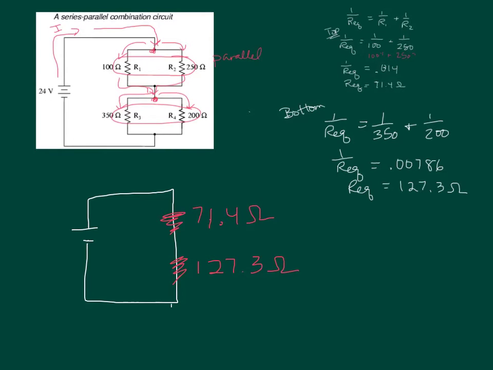Okay, so now if I'm the current, I have to go through both of those guys. I don't have a choice. So how are those two attached if it has to go through both of them? Those two are in series. So when we find the equivalent resistance for that part, that's the easy one. That's just add them together. R1 plus R2, 71.4 plus 127.3, which is really close to 200.